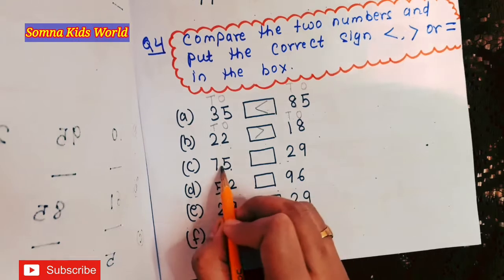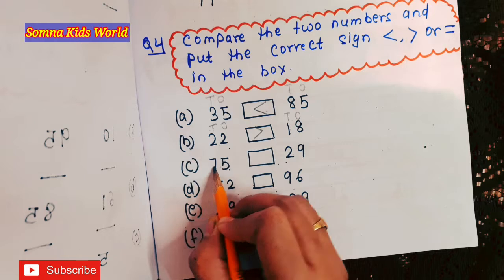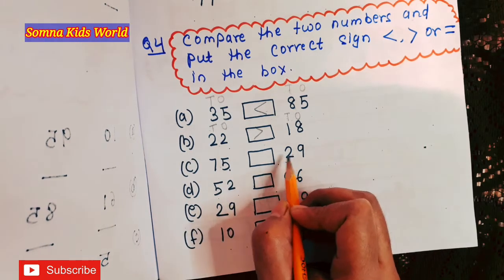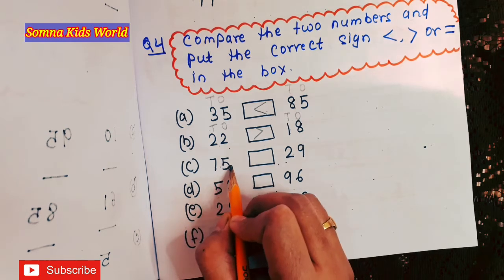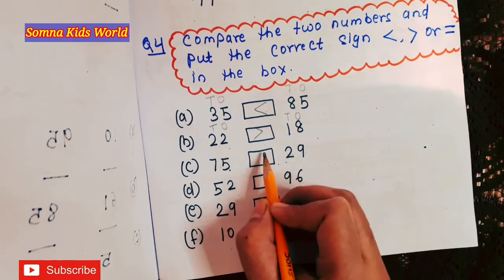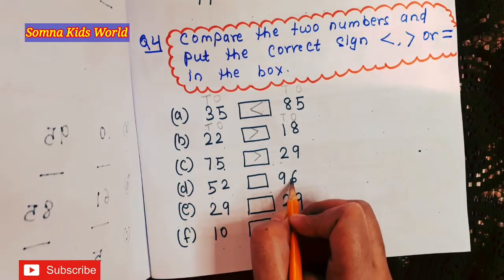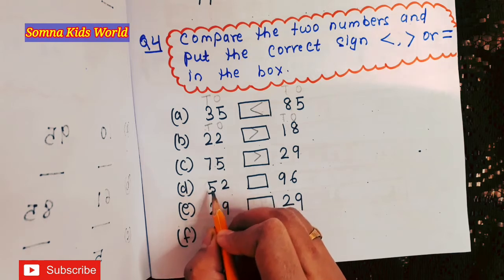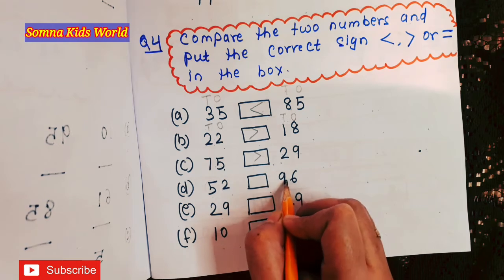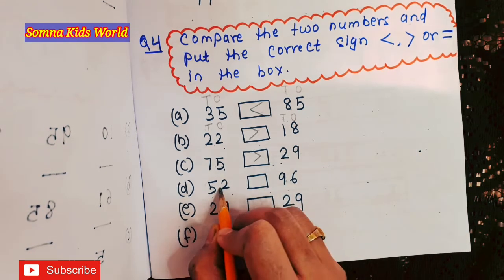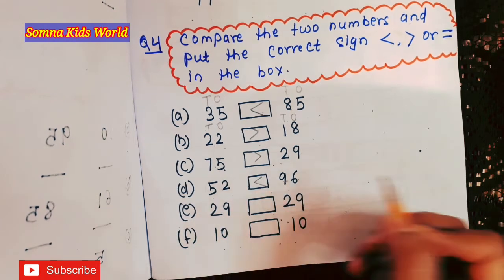Next one is 75 and 29. In the tens place it's 7 here and 2 here. So which is the greater one? 7 is the greater one. So 75 is the greater one and 29 is the smaller one. So give a sign like this. Next, 52 and 96. In the tens place it's 5 here and 9 here. So which is the greater one, 5 or 9? It's 9. So 96 is greater than.